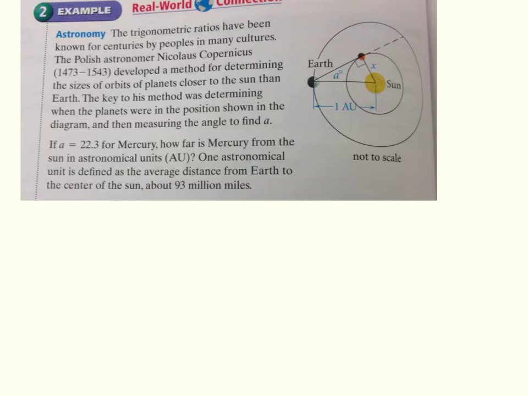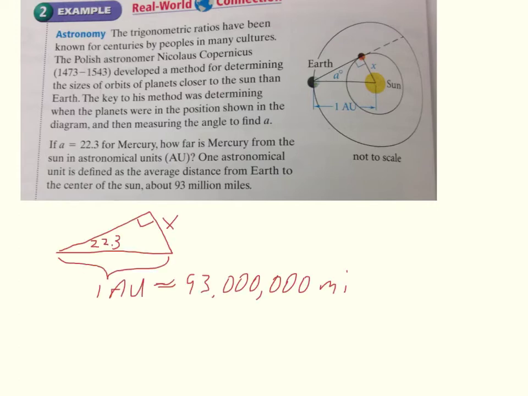How are we going to be able to figure out x? Please pause the video while you try to figure out x if A is 22.3 degrees. Well, Copernicus decided to let the distance from the Earth to the Sun be 1 astronomical unit. It's approximately 93 million miles, but he just said, okay, let's call that 1 unit.